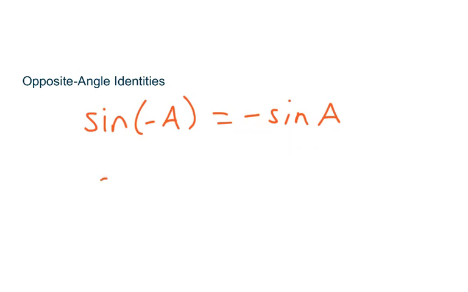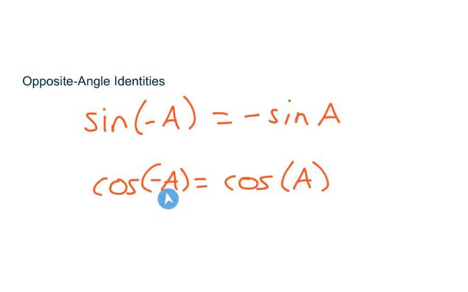The second one says the cosine of a negative angle is equal to the cosine of the positive angle. So if this was the cosine of negative 30, it's equal to the cosine of positive 30. So those are all of the identities in section 7.1, the basic ones.